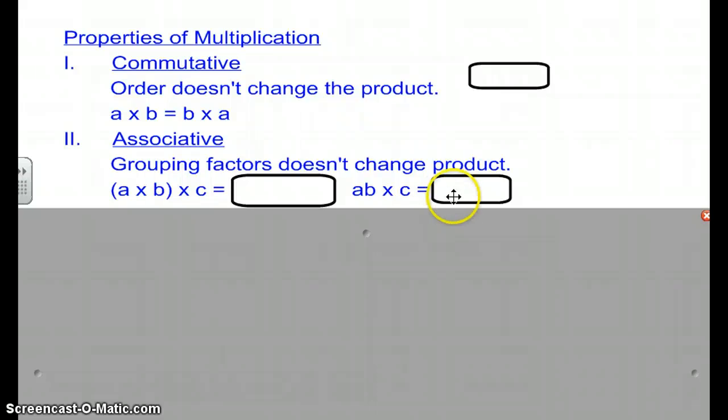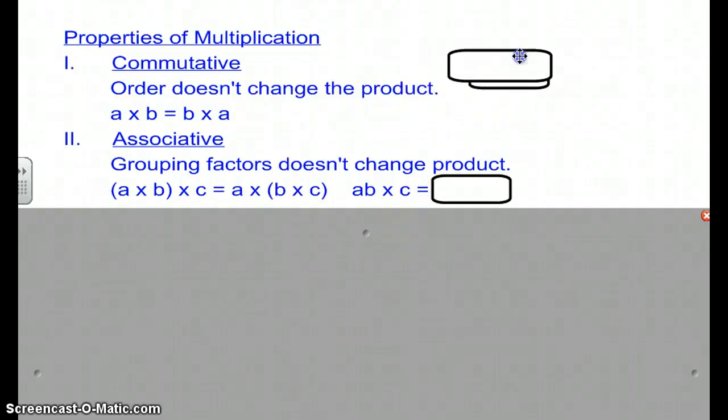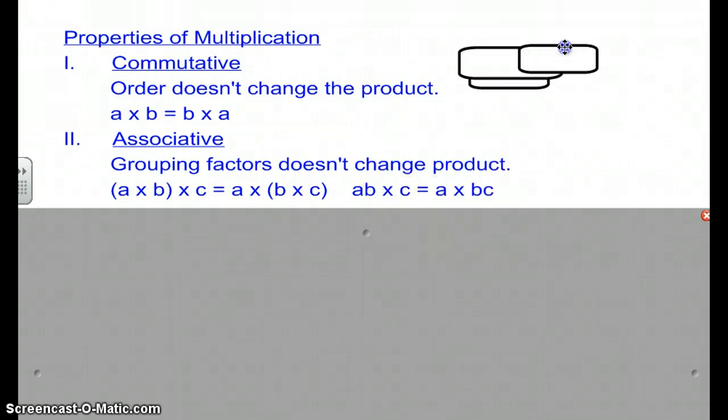Lindsay. A, parentheses, B times... Yes, you got it. B times C. Or it could be said A times BC. Says the same thing. Okay?